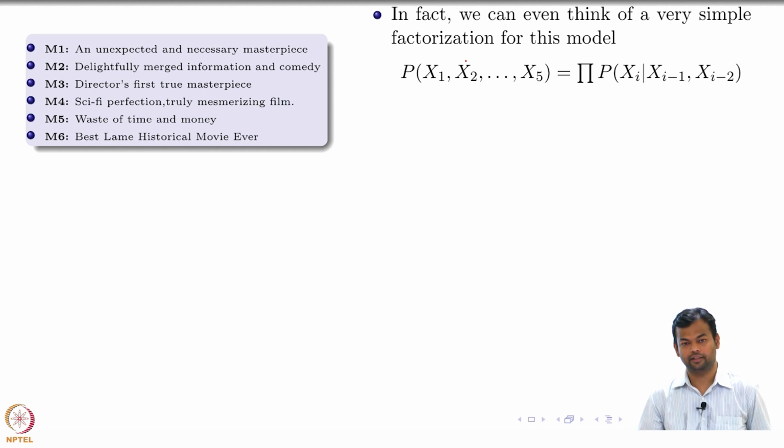The moment I write the joint distribution as this factorization, what is the graphical model that I am considering? Can you draw the graphical model? How many nodes does the graphical model have? 5. How many edges does it have? I don't know actually, I'm trying to calculate, but you get the idea. Each node will have 2 parents, except for the first 2 words, because you don't have x0 and x minus 1. That's always the tricky boundary case.